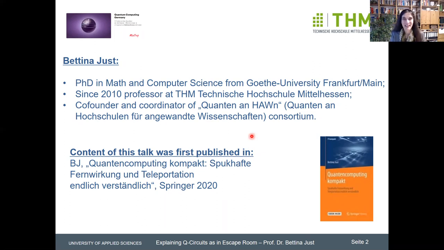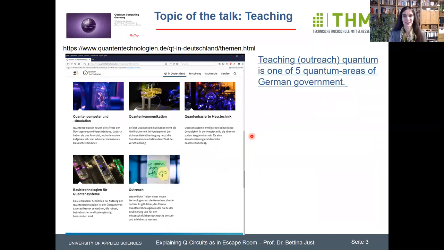Okay, let's jump in. The topic of the talk is teaching. It deals with teaching quantum computing, and teaching is one of the five areas the German government sees dividing the quantum field. These five areas are quantum computer and simulation, quantum communication, quantum measuring and sensing, enabling techniques, and outreach. And outreach contains also education.